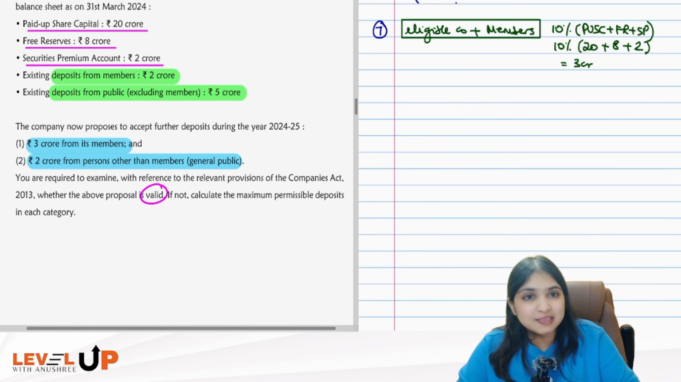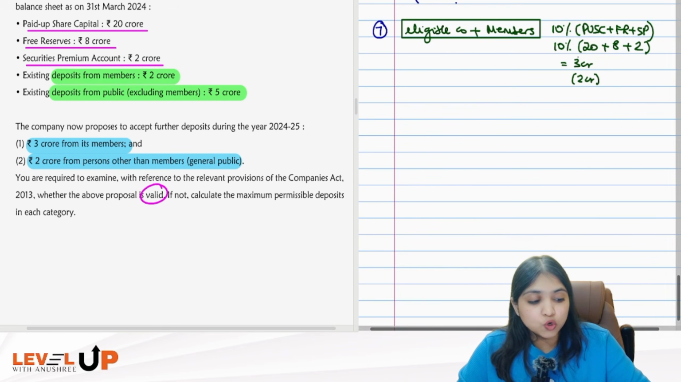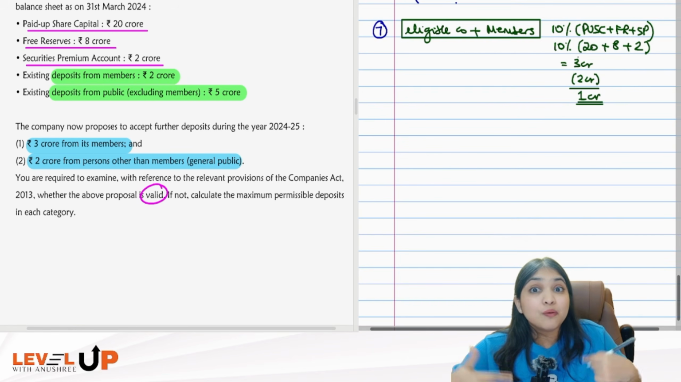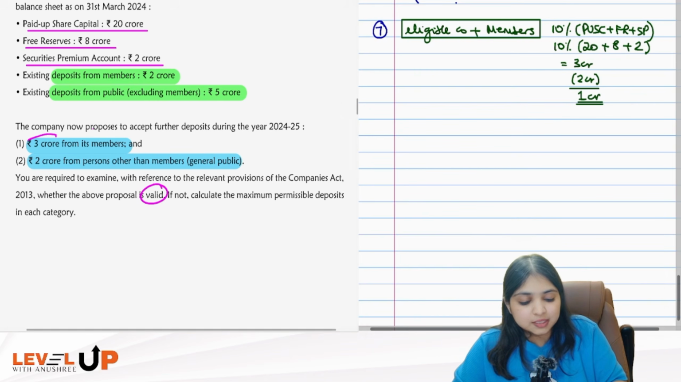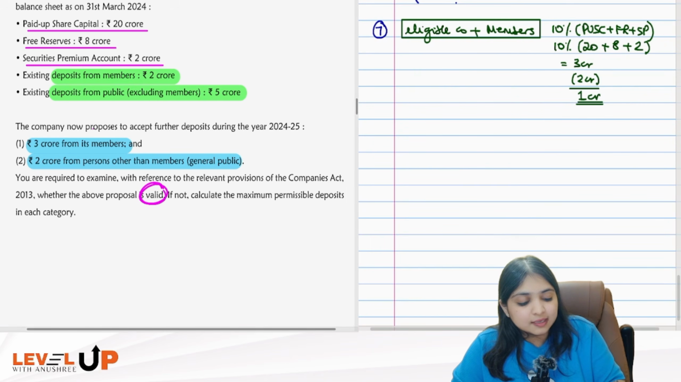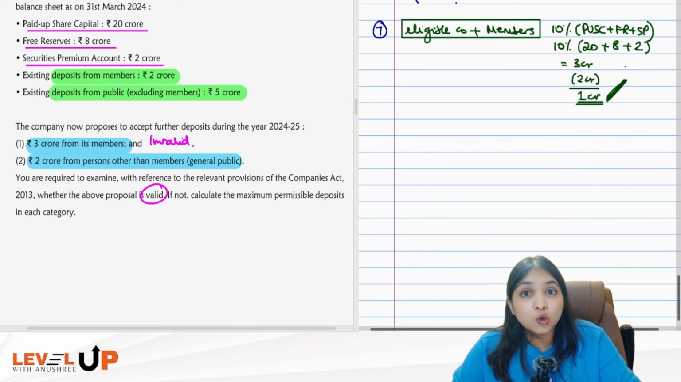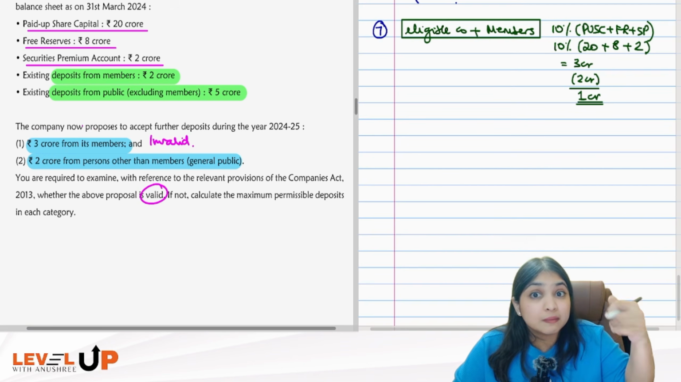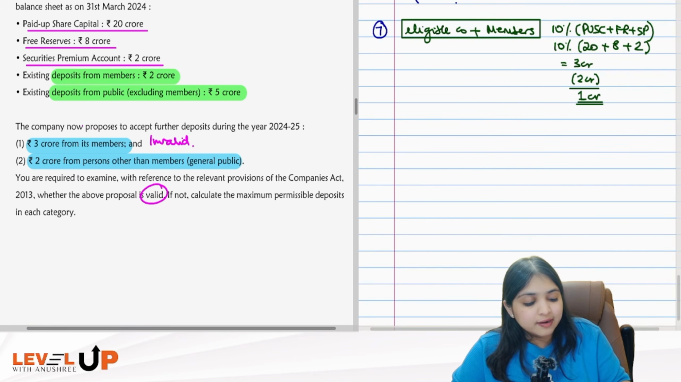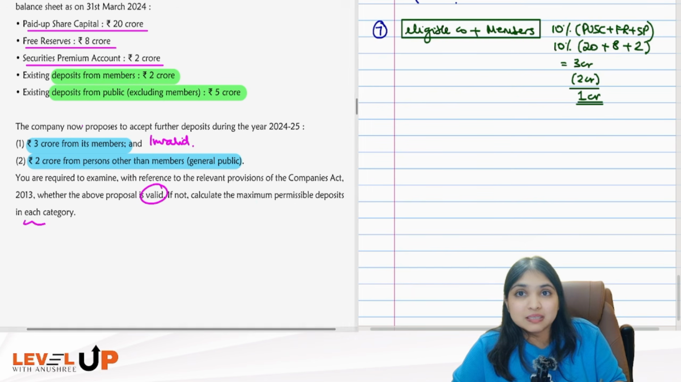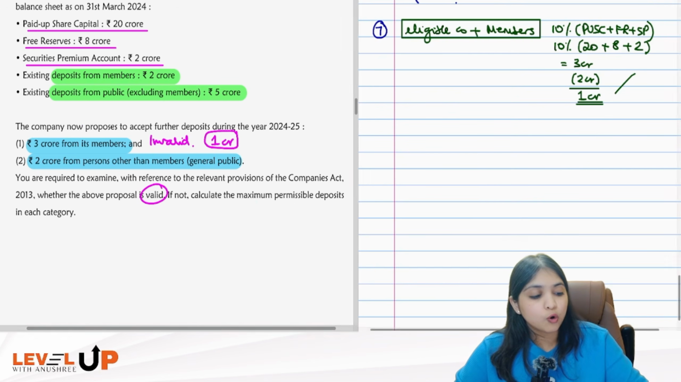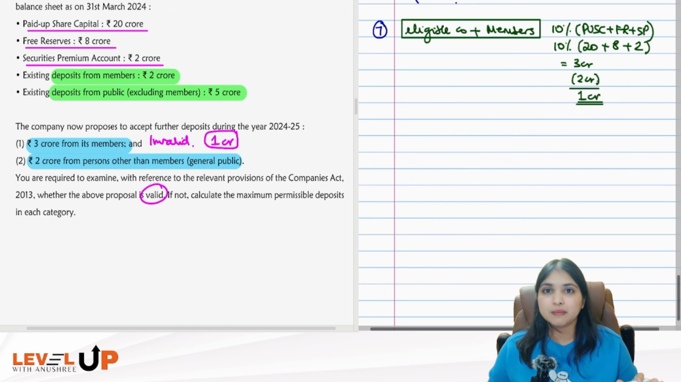But they have already accepted how much? They have already accepted 2 crores. So how much more can we accept from the members? Only 1 crore more we can accept from the members. But company wants to accept how much more from the members? 3 crores. So first they are asking, is it valid or not? No, it will be invalid because you can accept only 1 crore more, 3 crore you can't accept, it will be beyond the limit. So if it is not valid, they are asking what is the maximum permissible deposits. The maximum permissible deposit will be 1 crore only. Only 1 crore more you can accept from the members in this case.